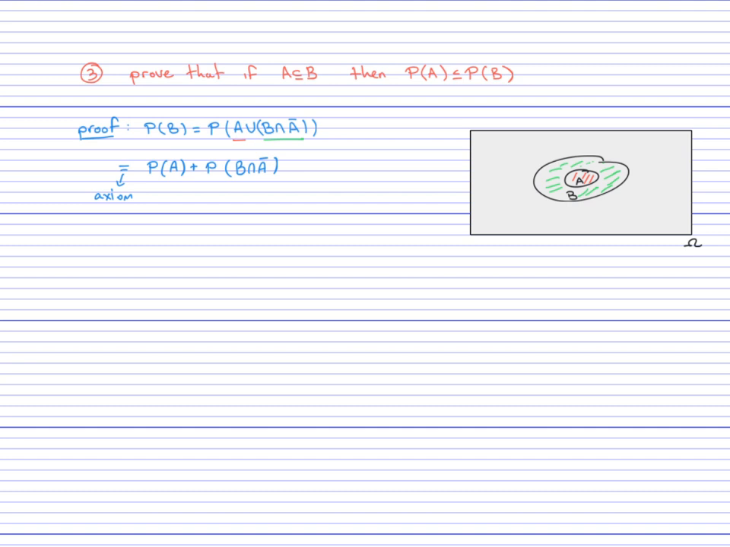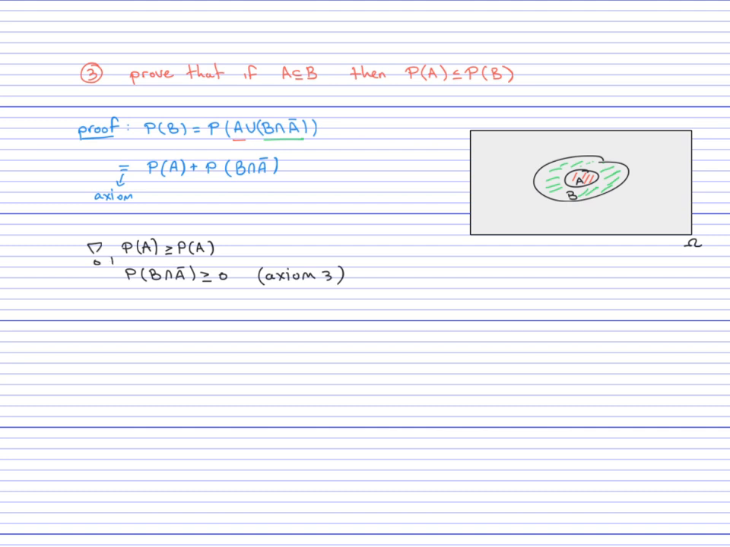Great. Now, let's use the other axioms. First, please notice that the probability of A is always bigger than or equal to 0. And also the probability of B and the complement of A is always non-negative. That comes from axiom 1.